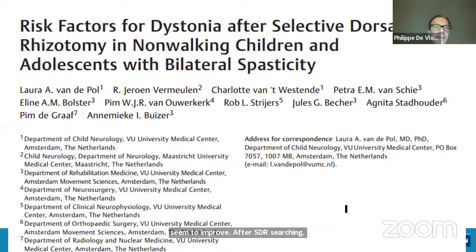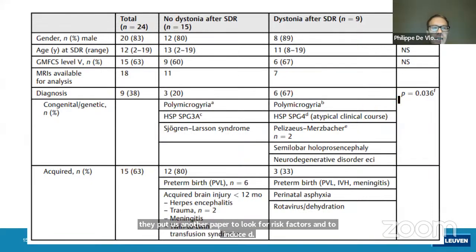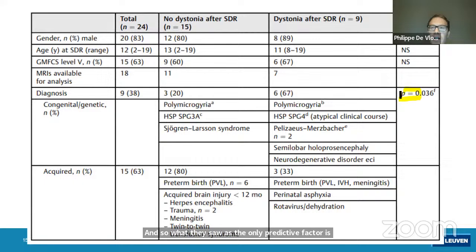However, they noted that a relatively high number developed dystonia, or dystonia may have been present before, but it was revealed after SDR surgery. So then they published another paper to look for risk factors to induce dystonia. And what they saw as the only predictive factor is that children with congenital or genetic disorders had a much higher risk of dystonia. And so it doesn't seem to be a good idea to do SDR in these children if there is any sign of dystonia or any basal ganglia lesion or any sign of progressive disease.